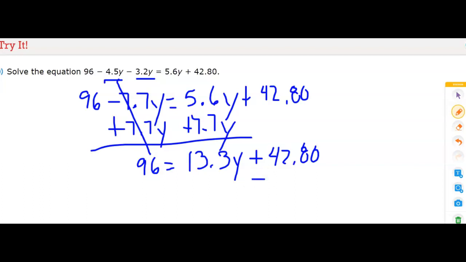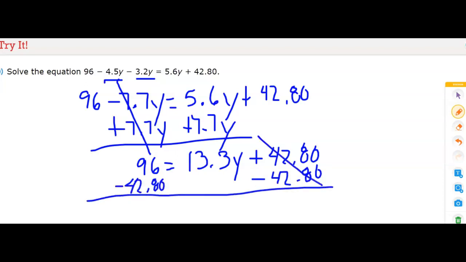Now I'm going to move my 42.80 to the other side, the left side. So I'm going to do the opposite of addition, which is subtraction. And I'm going to subtract this on both sides of the equation. This cancels out. I'm left with 13 and 3/10 y on the right side. And then I have 96 minus 42 and 8/10 on this side. That equals 53 and 2/10.